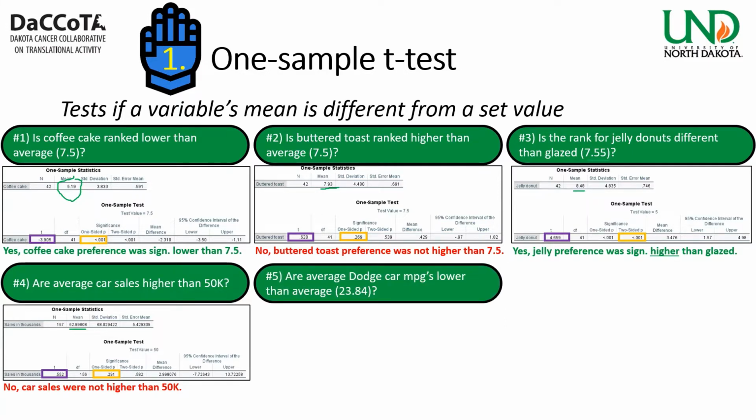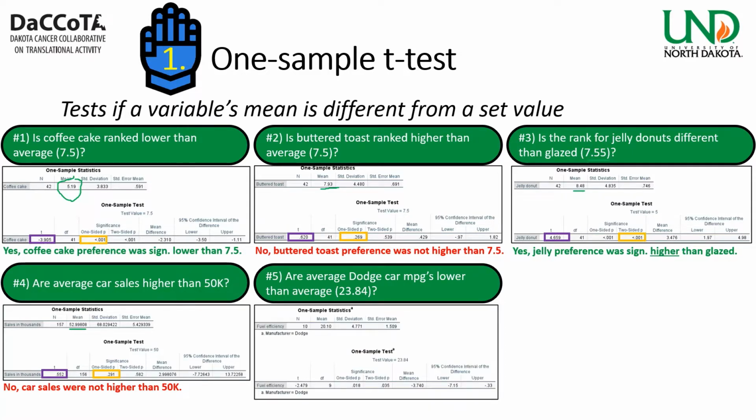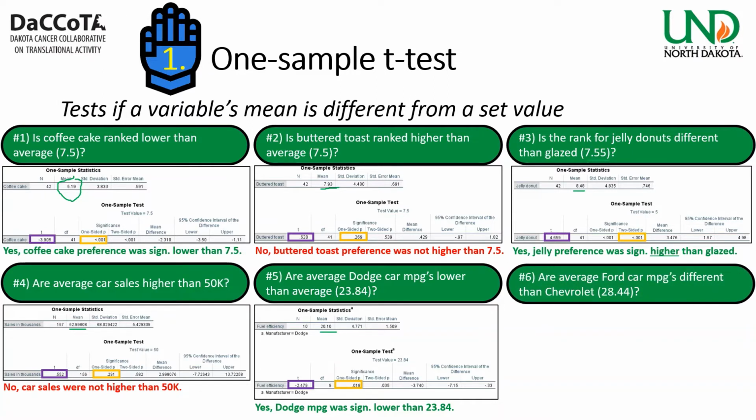What about specific cars? Is the average Dodge car's miles per gallon lower than average? So the average is 23.84. Dodge's is 20.10. The t-value is here. The p-value is, yes, significant. MPG was significantly lower. The 20.10 was lower than 23.84.